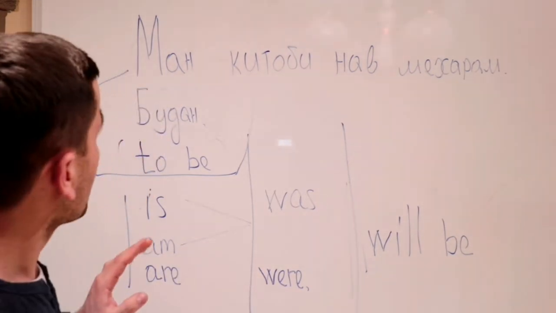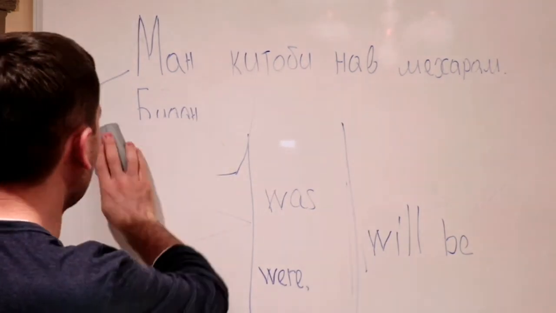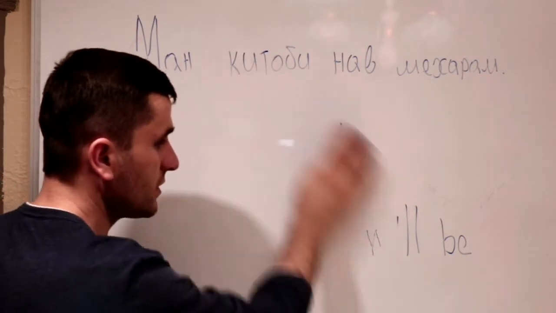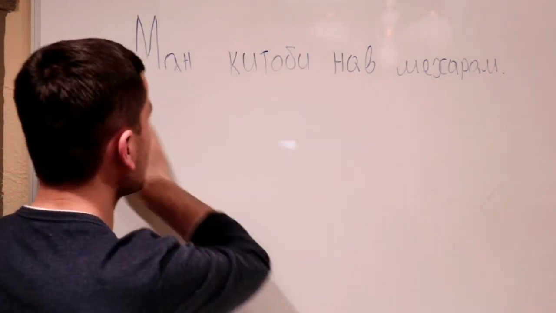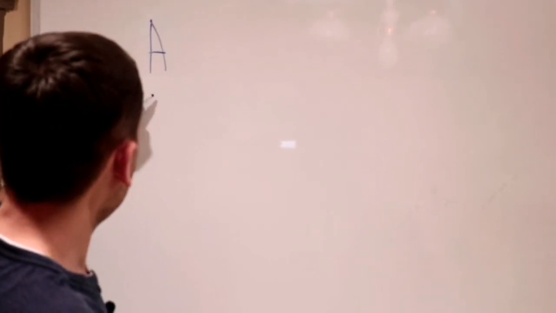So, another thing about the English language that I think you need to know is how to use articles. For example, we have a, we have the, and an.